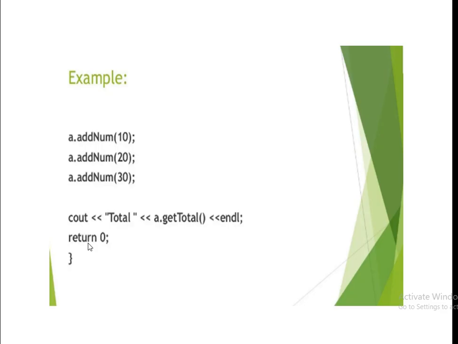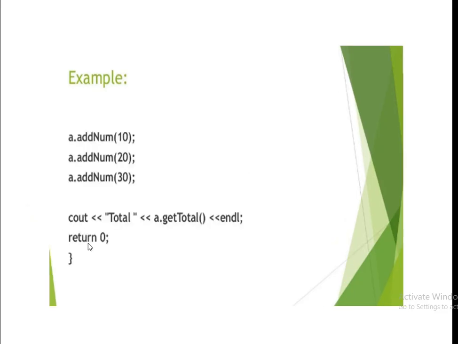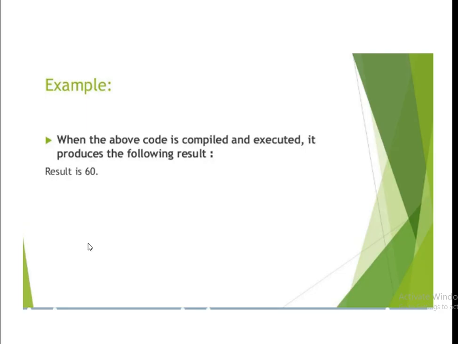So the total is a.getTotal. Total is a private member, so it will not be updated without access through that object.